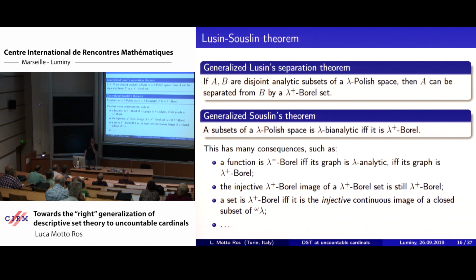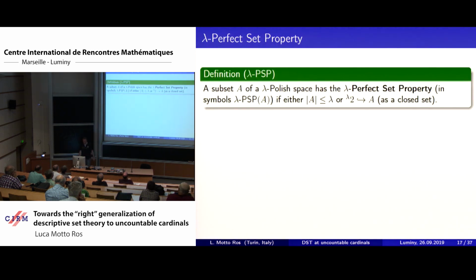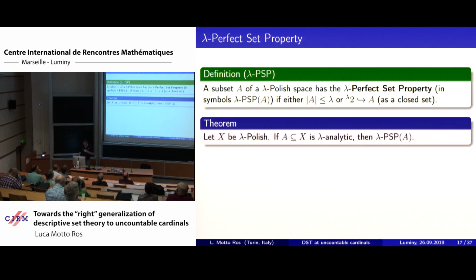Okay? So this part again works well, and actually it's basically with the same proof. There's no new argument here. And then we move to the perfect set property. Perfect set property in this situation means that the set either is of size less or equal than lambda, or 2 to the lambda embeds into it. Then you can add maybe embeds as a closed set or some more condition. What's the point here is that you can prove, mimicking the classical case directly, that every analytic set, even if the space is not 2 to the lambda, is any Polish space, every analytic set has the perfect set property.